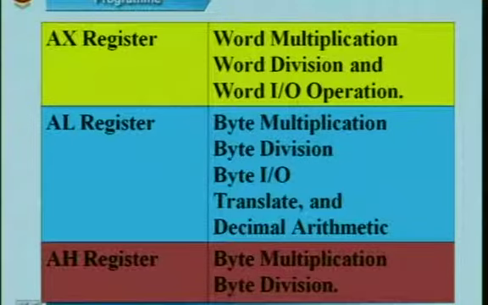Looking at the AH register, it is used in byte multiplication as well as byte division. When you multiply 8 bits by 8 bits, the result you get will be 16 bits. So, the 8-bit data in the AL register is multiplied with some other data, and in the result, the lower order 8 bits will be available in the AL register and the higher order 8 bits will be available in the AH register.